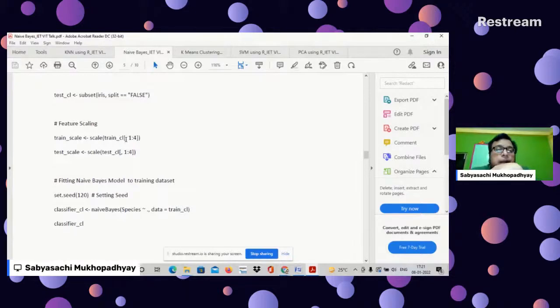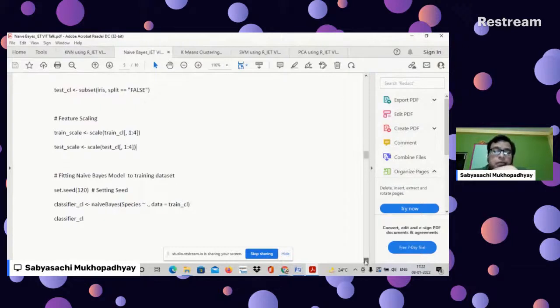On the left side of the comma, during the train_cl index, we don't have to write anything because the row information will remain the same. For the column, we are omitting the fifth column. That's the reason we are using the first four columns. 1:4 will be there. The same thing is repeated for the test class.